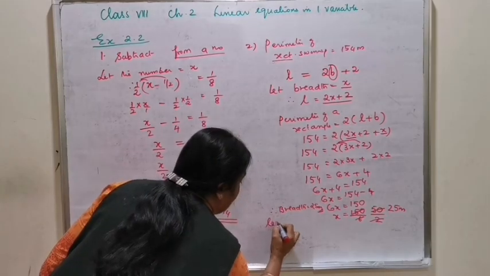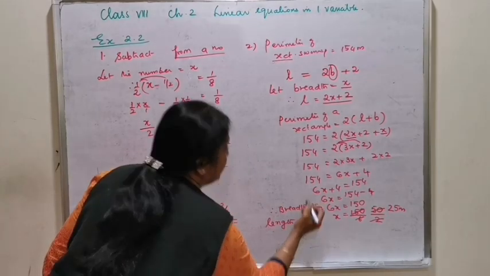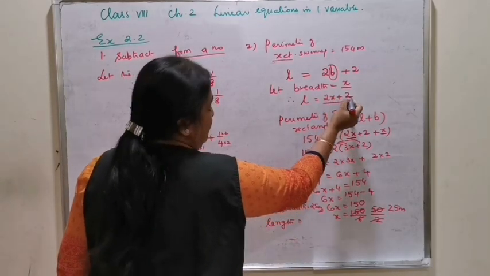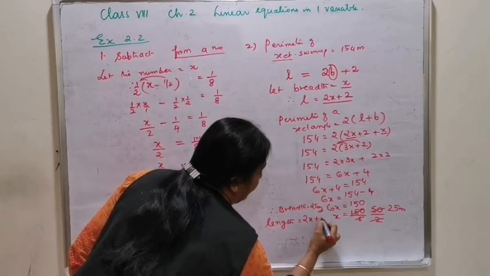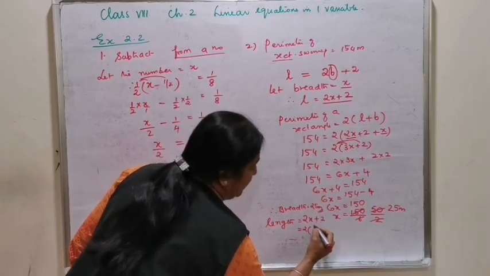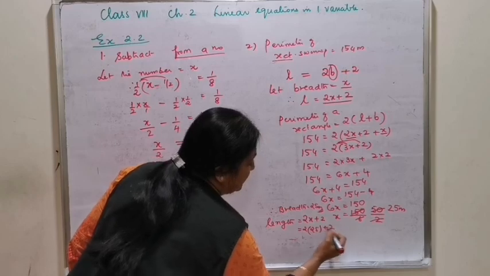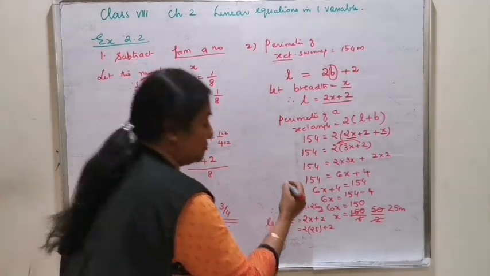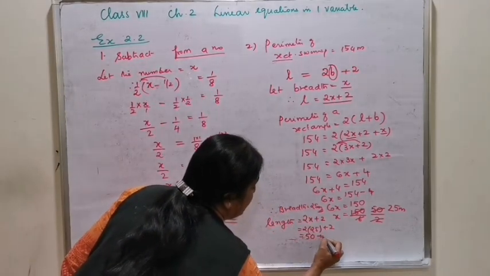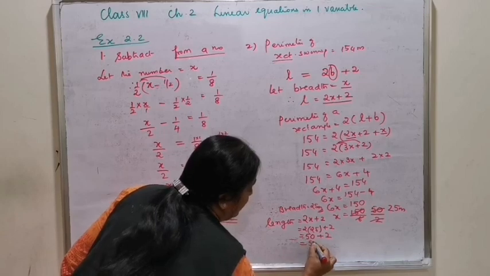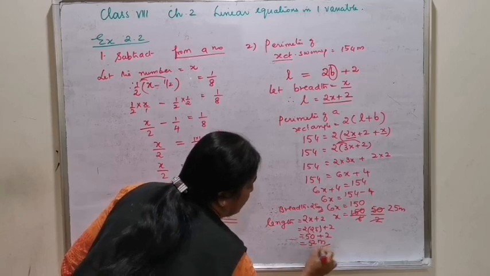Immediately, what will be the length? Length is equal to 2x plus 2. Substitute as 2 into 25 plus 2. What is 2 into 25? It is 50 plus 2, or 52 meter.